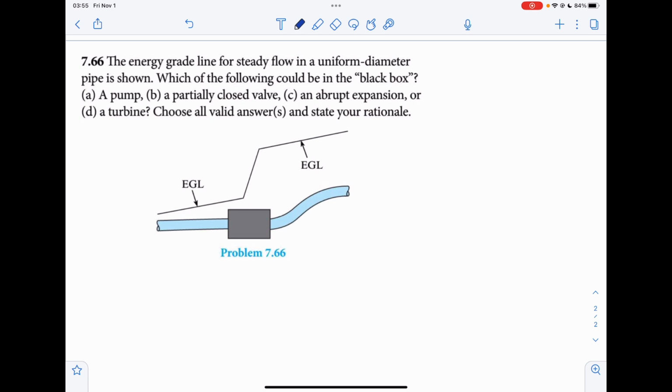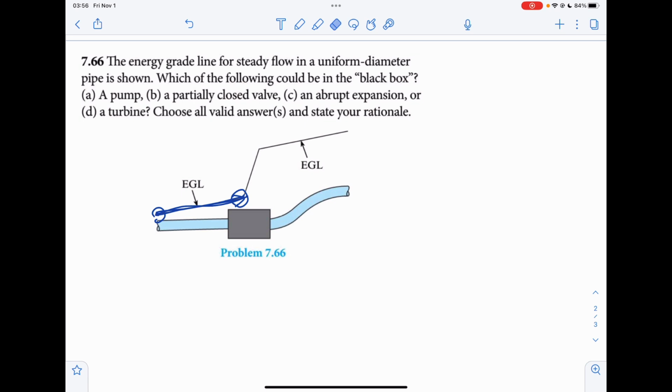So when we look at this problem, the first thing we're gonna do is determine the direction of the flow. Because we have an energy grid line that's lower on the left side and higher on the right side, so it's increasing from left to right, the flow direction should go from right to the left. Because of the friction loss, the energy grid line is always decreasing.